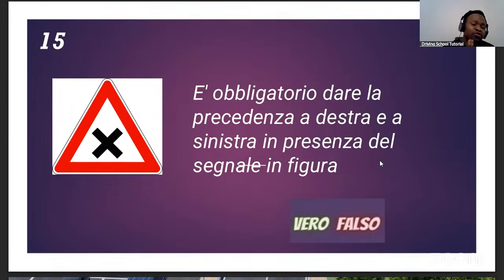Believe me, if you can remember the name of this sign, you will definitely get the answer correctly. And if somebody can help us with the name of the sign, I will appreciate it in the comment section.